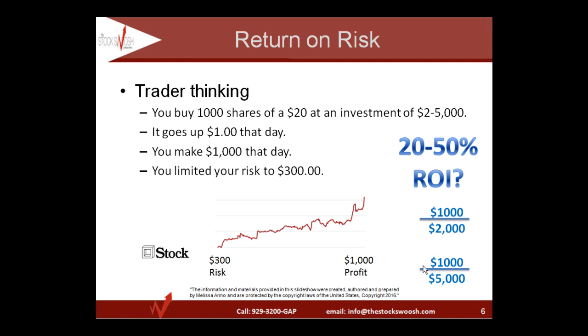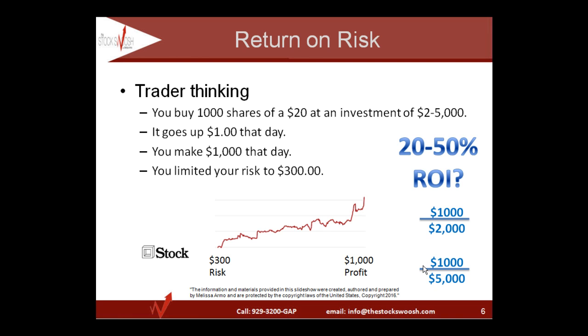So if the stock goes up a dollar on that day, you make $1,000 on that day. And as a trader, perhaps you limited your risk to $300. Now, a trader is much more likely to have a real significant risk amount that is limited by a number he has preset, because to violate that amount on intraday transactions, that risk amount can grow really big really quick.